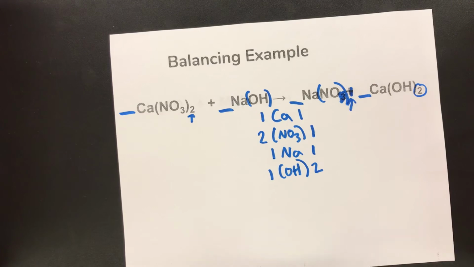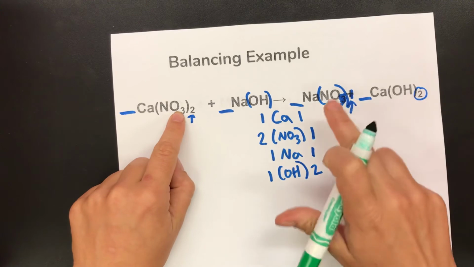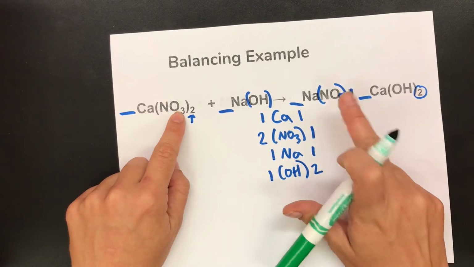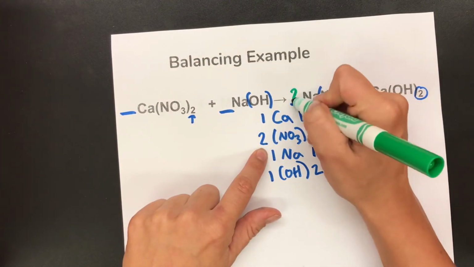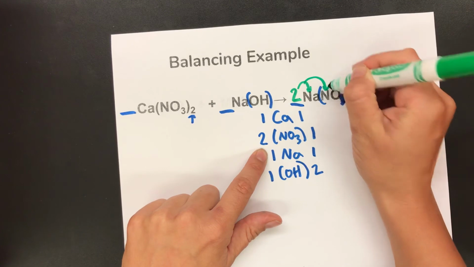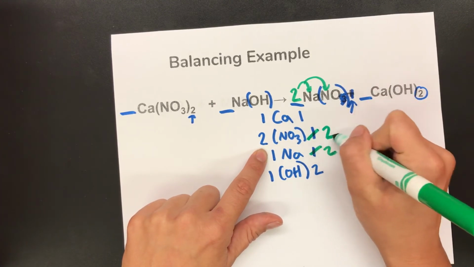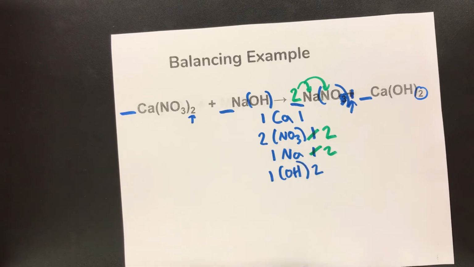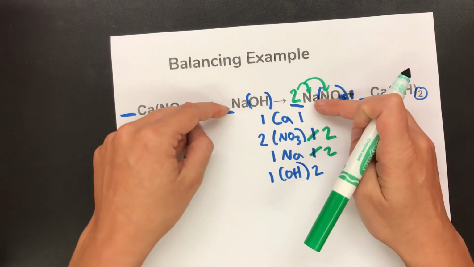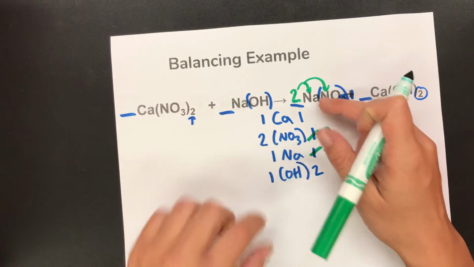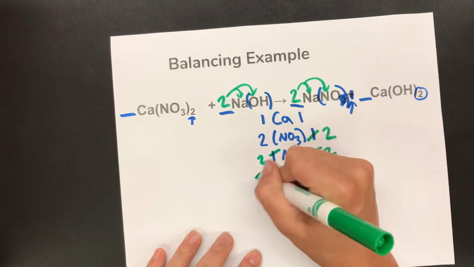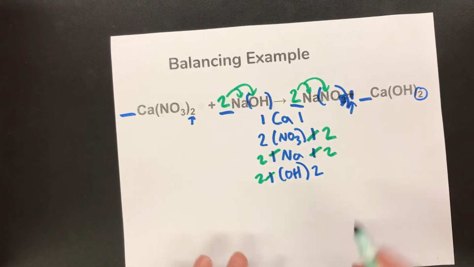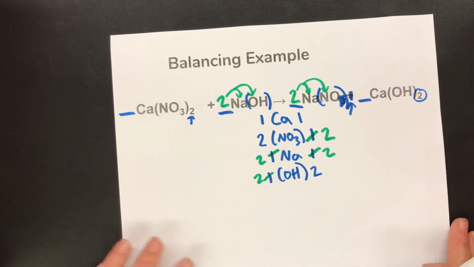So when we add coefficients, calcium's good, nitrate is not. We have 2 and 1. So where are we going to add a coefficient? To the side with the least amount. So what times 1 equals 2? And your answer should be 2. Distribute. So you get 2 and 2. Nitrate, good. Sodium's now messed up. We got 2 over here, but only 1 over there. So what times 1 equals 2? The answer should be 2, and distribute. So 2 and 2. Now you should see the numbers are mirrored. You're done. That is it.